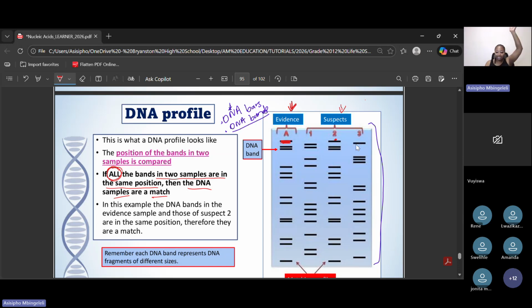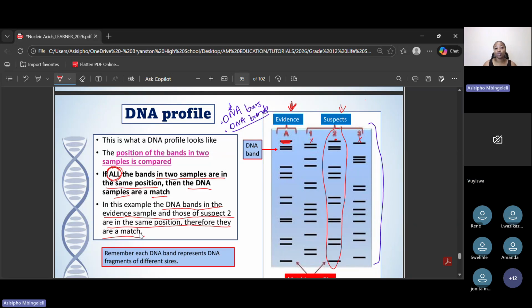Now, already this eliminates suspect 1 and suspect 3 before we even continue. Why? Because there is no band in suspect 1 in this position, and there is no band in suspect 3 in this position. Remember, we need all the bands to match, and already there are bands that are not matching in 1 and 3. So our key suspect is this gentleman over here. I'm biased. Why am I saying it's a gentleman? It could be a female. We don't know. So in this example, the DNA bands in the evidence sample and those of suspect 2 are in the same position. Therefore, they are a match.